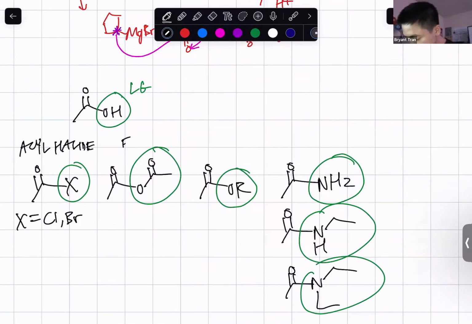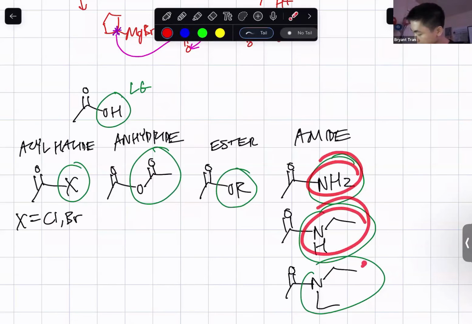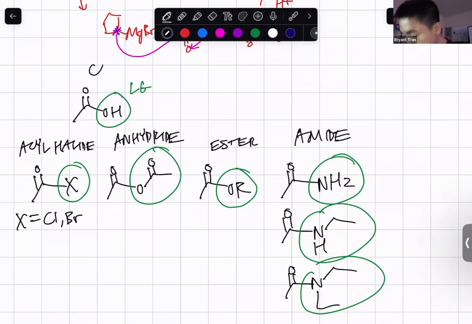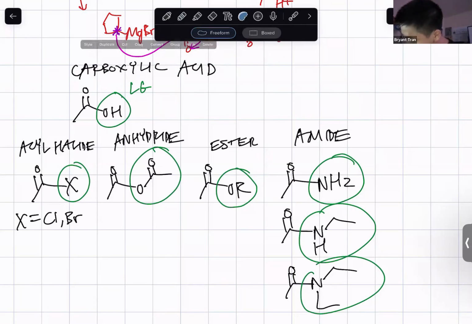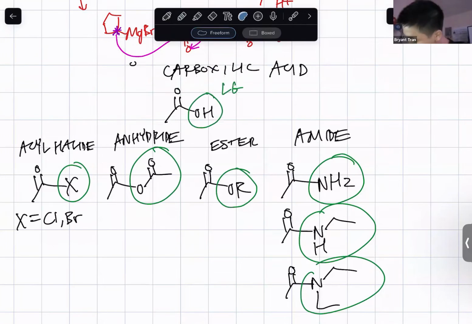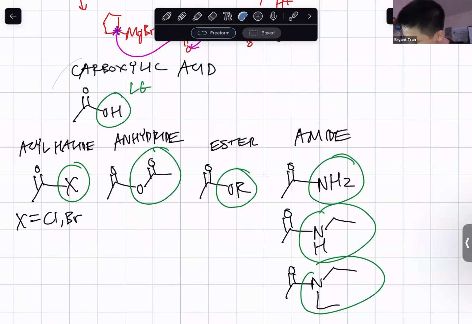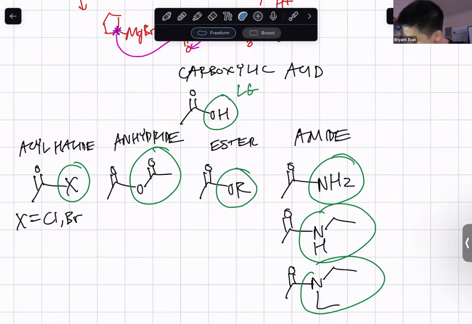The second one is going to be named an ester. The third one is going to... wait, no, that's not ester. This is the ester right here. The second one is an anhydride. And then this one is going to be an amide. But there are different types of amides, because of the different amines here. This is the parent functional group, carboxylic acid. And I'm actually going to put that carboxylic acid in between the anhydride and ester here.